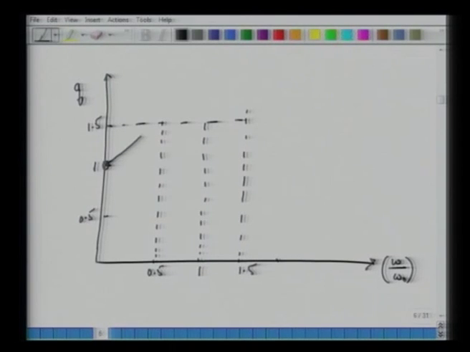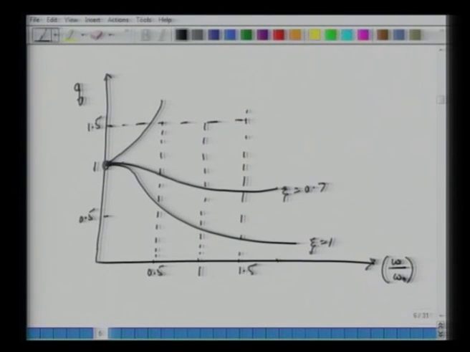So this is one curve. Then for eta equals 1, something like this, and then it becomes flatter, 0.7, and then it becomes even more flat at 0.5, and then if I reduce my eta further, then it becomes something like this. Something like this. Okay.